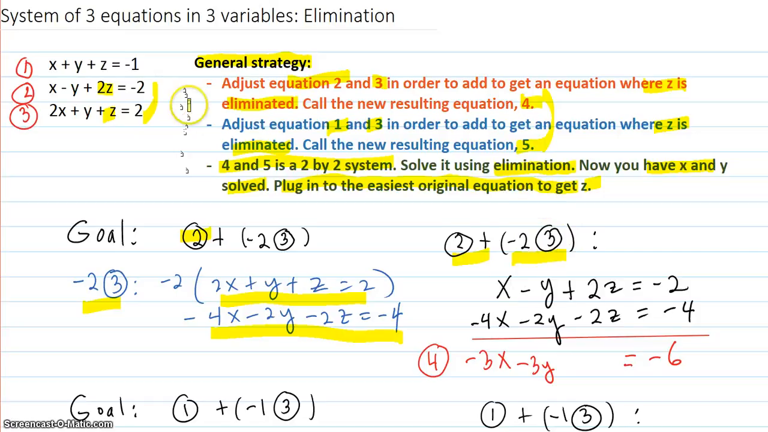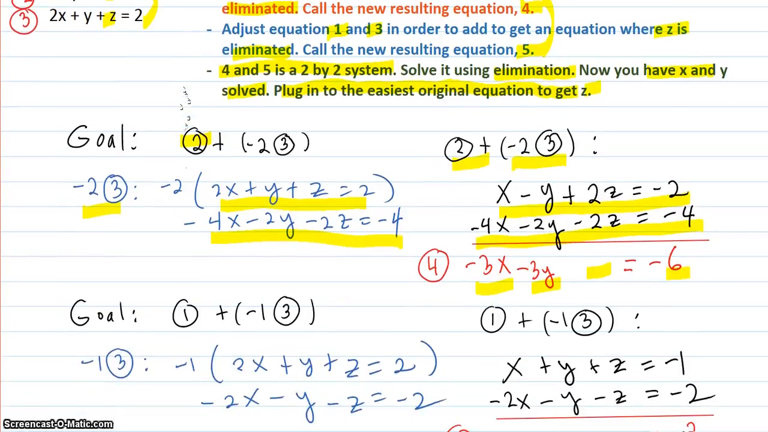So I take equation 2, it is right here. This altered number 3 is right here. I'm going to add those straight down and get negative 6. The z's cancel out like I wanted. Negative 3y, negative 3x. So that's the number 4 equation.